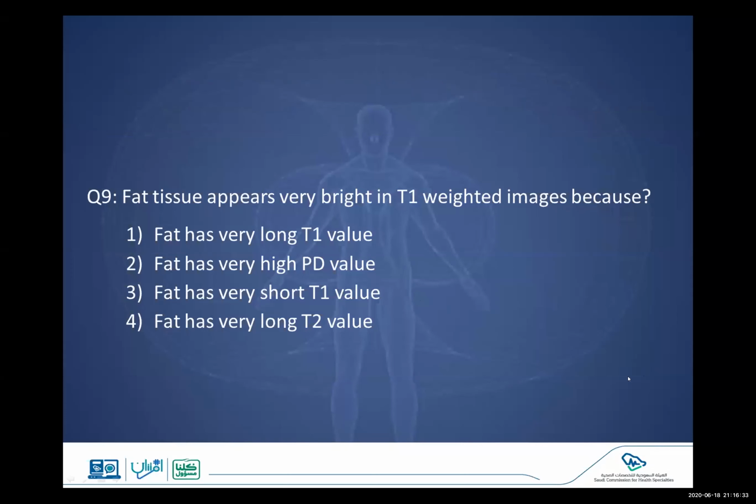So our question: fat tissue appears very bright in T1 weighted images because it has a very long T1 value. Fat has a very high proton density. Fat has a very short T1, sorry, and fat has a very long T2. Which one do you think is the correct answer?